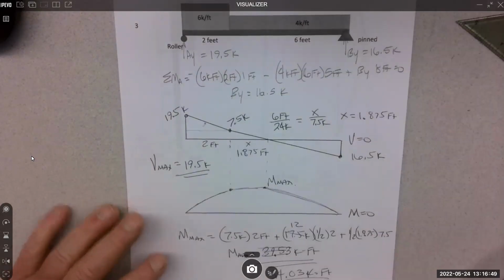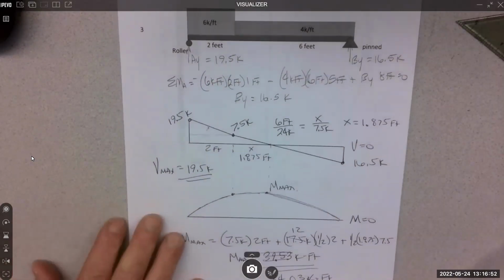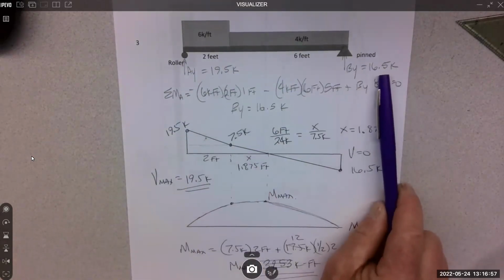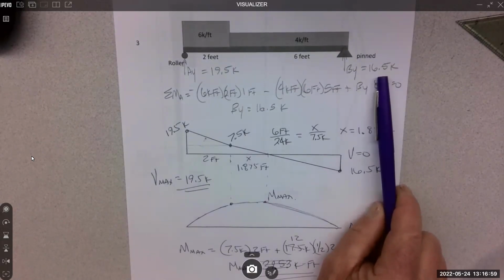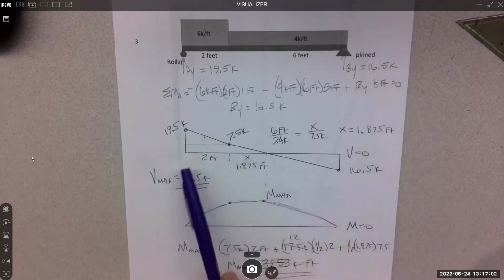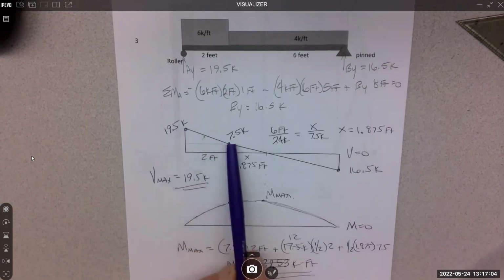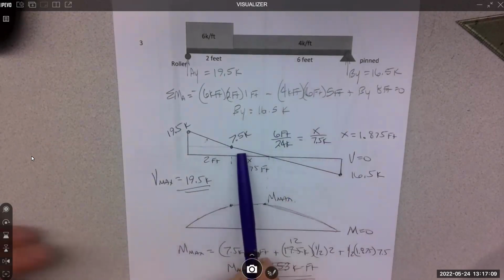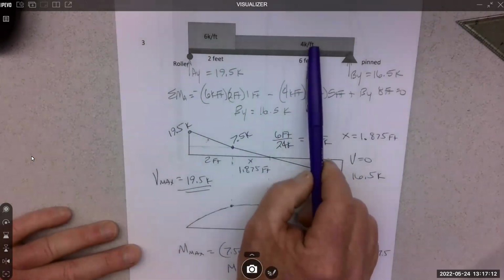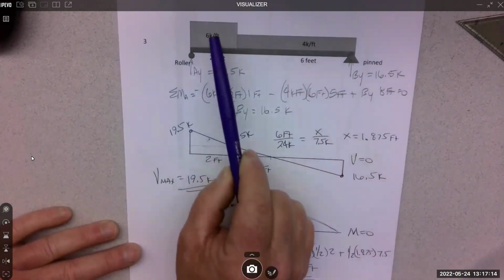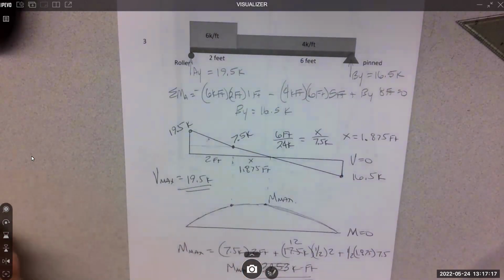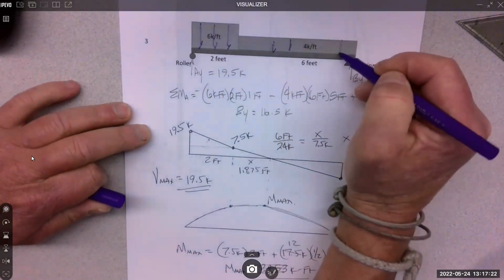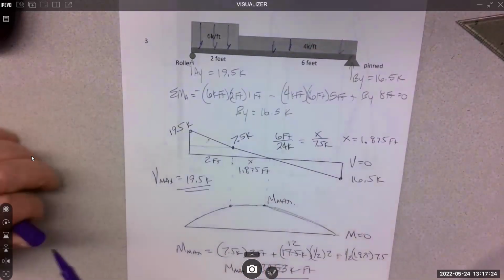All right, next one, same kind of problem, very, very similar. Had to get the statics right, which was 19.5 and 16.5. And then the shear diagram comes up at 19.5, comes down at a pretty good slope, and then continues on at a little flatter slope. So the smaller the number, the smaller the slope; the larger the number, the larger the slope. And these are all pointing down, so that's why it drives the graph down.